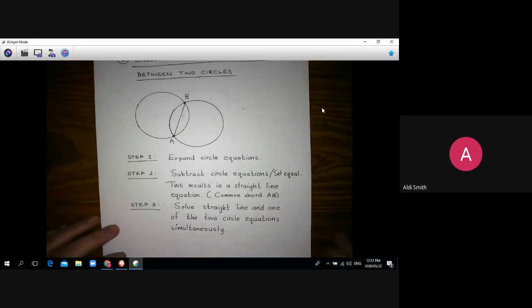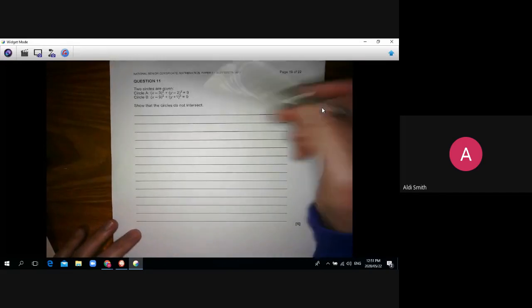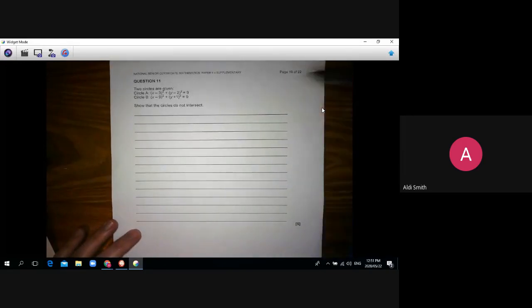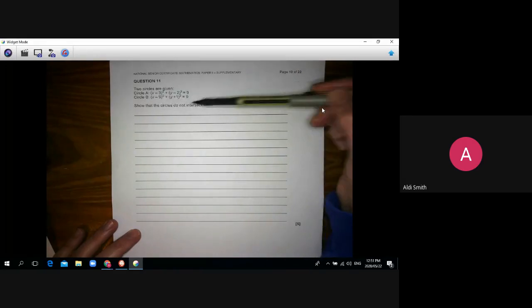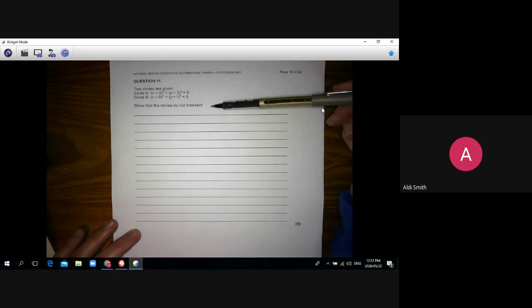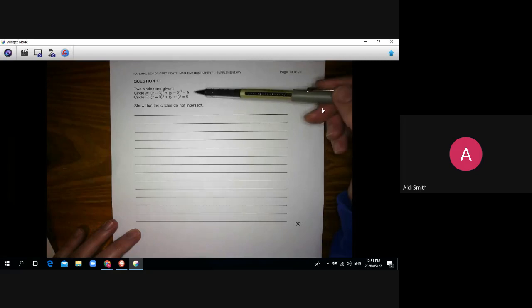So in this question, question 11, they said, two circles are given. There's the first circle, there's the second circle. Show that the circles do not intersect. Now, I'll do the very short version, which is actually quite easy to do after this, but I'm first going to try and find the points of intersection between the two circles.